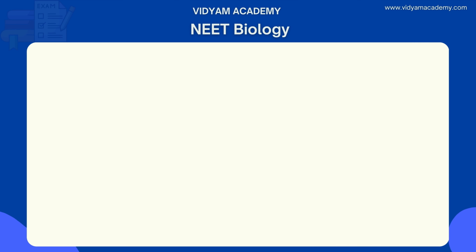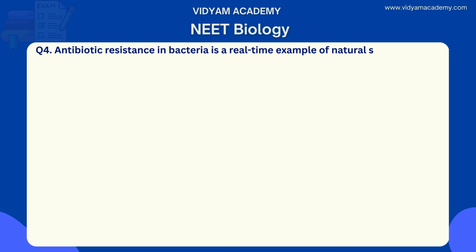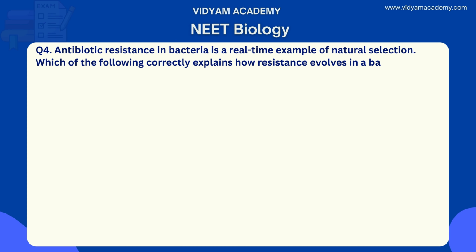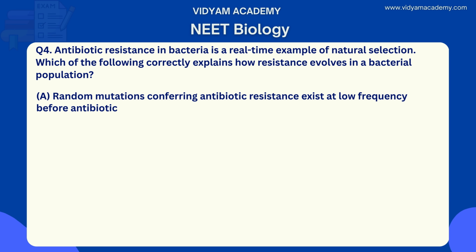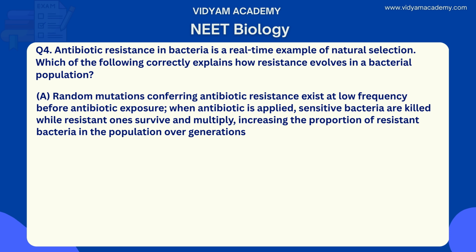Let's go for question number 4. Antibiotic resistance in bacteria is a real-time example of natural selection. Which of the following correctly explains how resistance evolves in a bacterial population? Option A. Random mutations conferring antibiotic resistance exist at low frequency before antibiotic exposure. When antibiotic is applied, sensitive bacteria are killed while resistant ones survive and multiply, increasing the proportion of resistant bacteria in the population over generations.